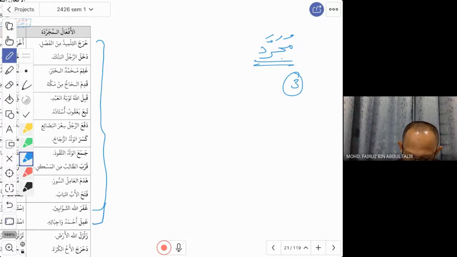So if they are mujarrad with 3-letter fi'il, we call it mujarrad thulathi. This is just another term that you will see in some books. They call it mujarrad thulathi.